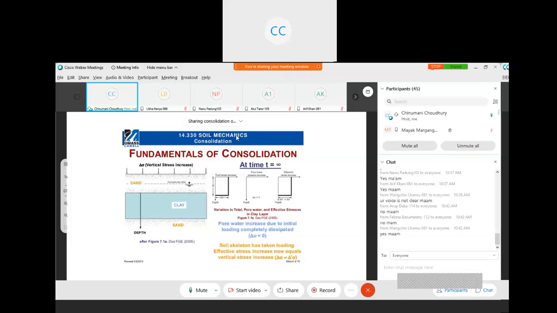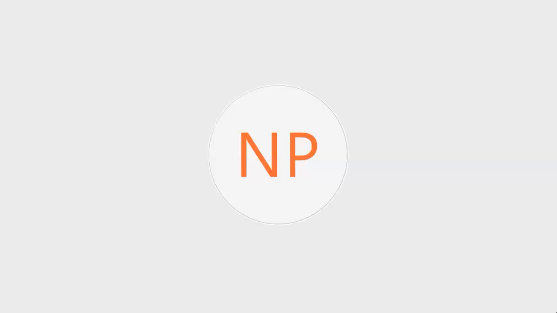Anyways, now this entire thing can be explained in terms of a spring analogy. This is a very important, famous theory. If we assume that this soil sample is a spring. Can you see the spring? Yes, ma'am. So this is a spring. We have assumed that this entire soil sample can be assumed as a spring, and there is a hole where whatever water is there can be squeezed out.